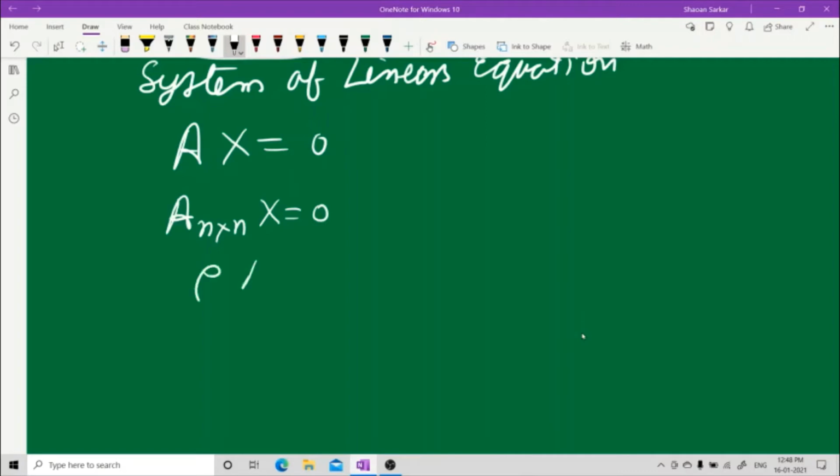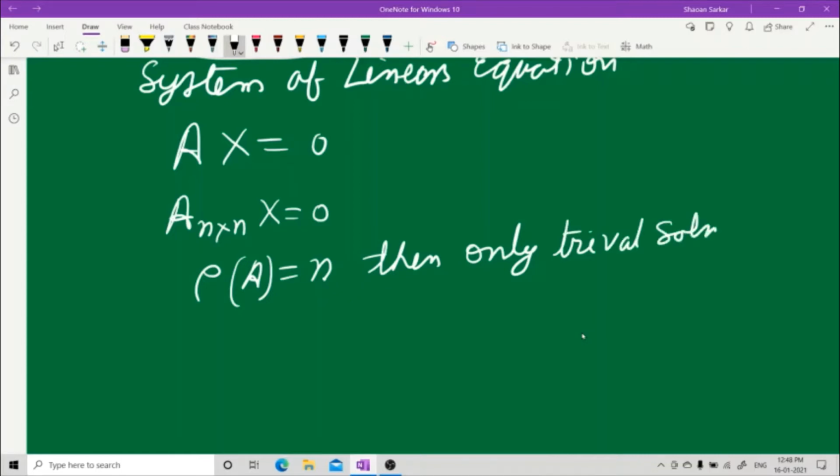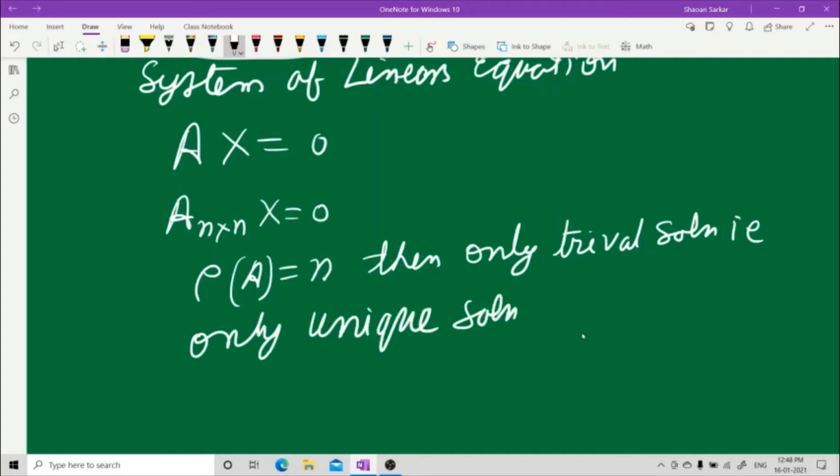Now see, only two things will come here. If the rank of A is equal to n, then only the trivial solution, that is only the unique solution, and the solution is x1 equal to x2 up to so on and so forth, xn is always 0. Only the zero solution. That's why I have written trivial solution. Since it is a zero solution, I have written trivial solution. There is no other solution.